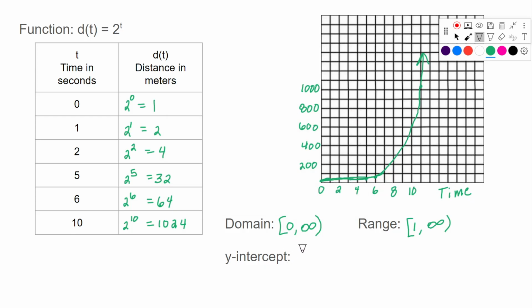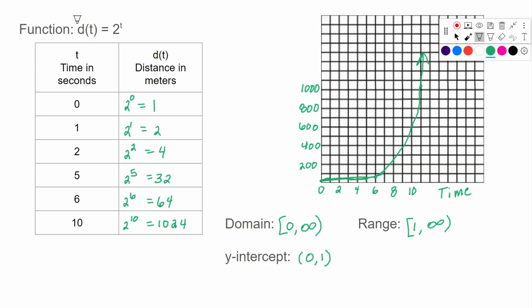Our y-intercept is at 0, 1. So instead of starting at 0, 0, an exponential is going to start at some value larger than 0 most of the time. So 0, 1, and if we had a multiplier in front of this, it would be higher than that. So this is our initial function.